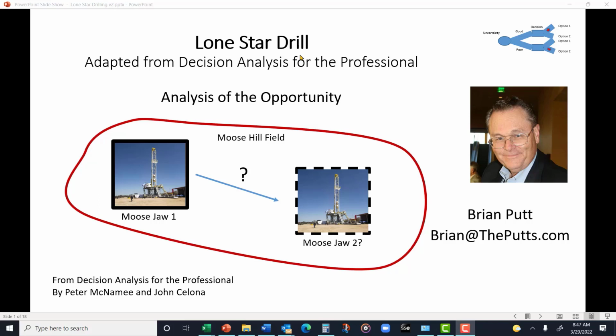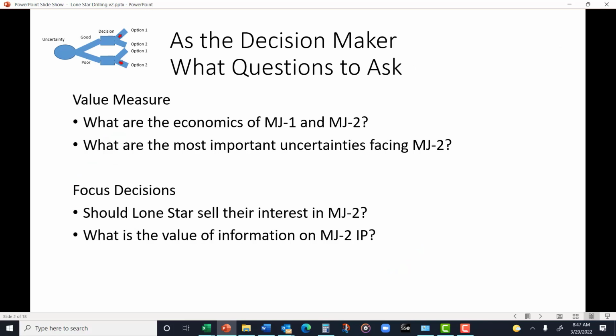For this presentation, we're going to be using the Lone Star Drilling opportunity. This was adapted from the Decision Analysis for the Professional by Peter McNamee and John Celona. So what kind of questions should the decision maker ask? First of all, they need to understand what are their value measures. What are the economics of these two assets, MJ1 and MJ2, that were shown graphically before? I'll show you those again. And what are the most important uncertainties facing MJ2? Because that's one we have to really decide whether we want to explore and develop.